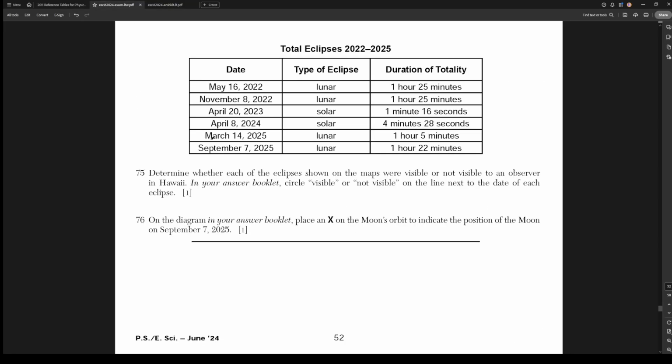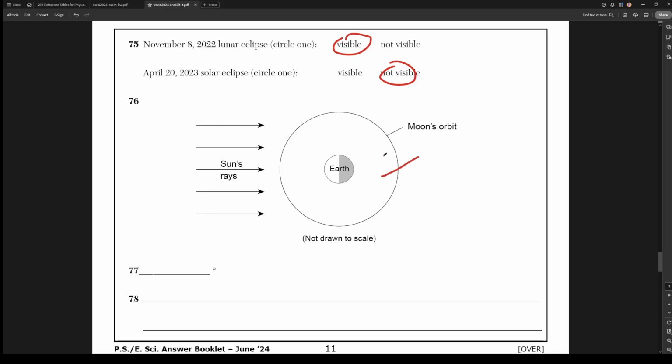Easy. On the diagram, place an X on the moon's orbit to indicate the position on September 7, 2025. Look, September 7, 2025, it's a lunar eclipse. So to get lunar eclipse, we want it to be over here. Solar eclipse is over here. So lunar eclipse is on the opposite side of the Earth from the sun.